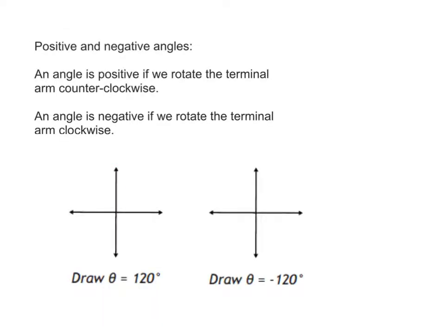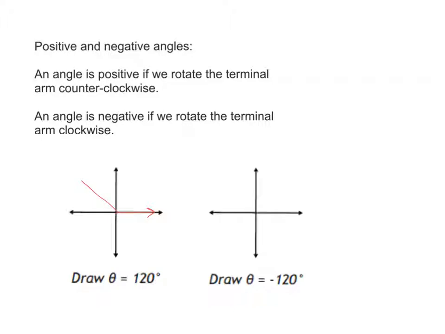Positive and negative angles. An angle is positive if we rotate the terminal arm counterclockwise, and negative if we rotate the terminal arm clockwise. So usually we talk about positive angles, but this one asks us to draw 120 degrees. So the initial arm is going to be on the x-axis. The terminal arm will be where 120 degrees would be. So that's like 2 pi over 3, 120 degrees.